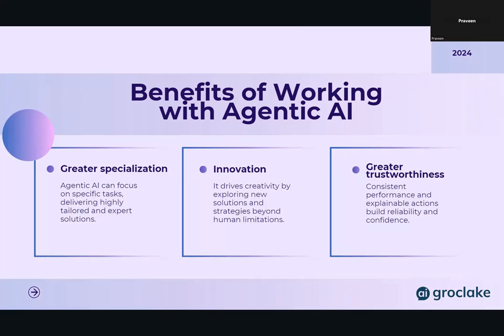Then the last is the great trustworthiness. Just imagine agentic AI as an organization where you have many agentic AIs working together. The best thing is that a human can make a lot of errors, but agentic AIs are much less prone to errors. For example, there can be typos by a human, but the agentic AI is less prone to errors.